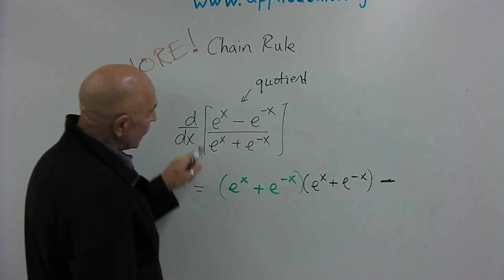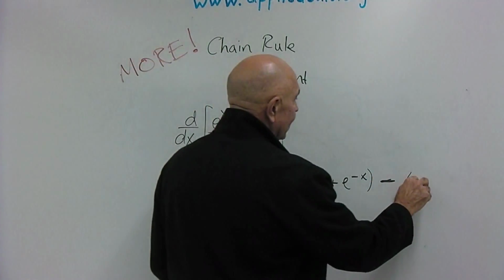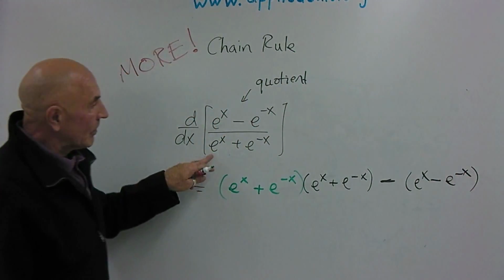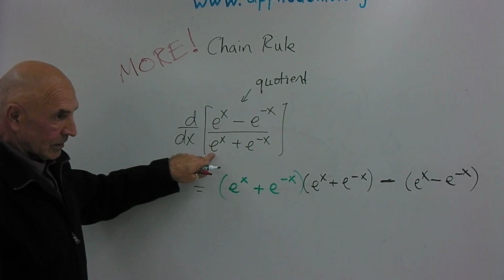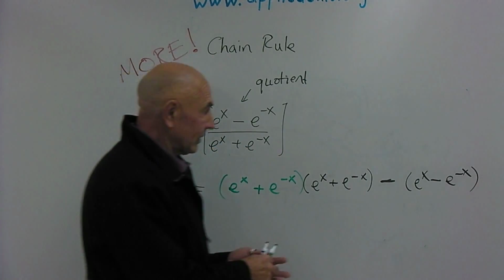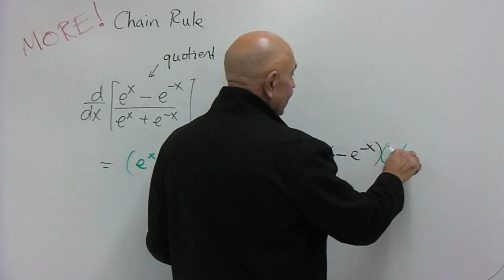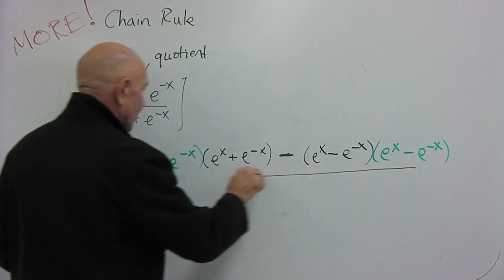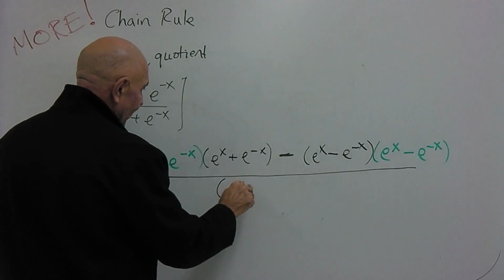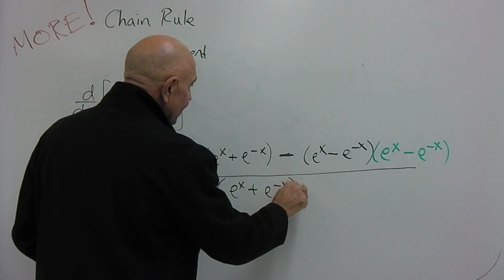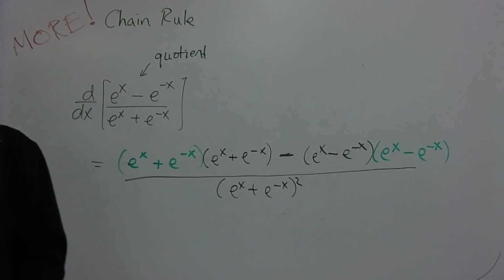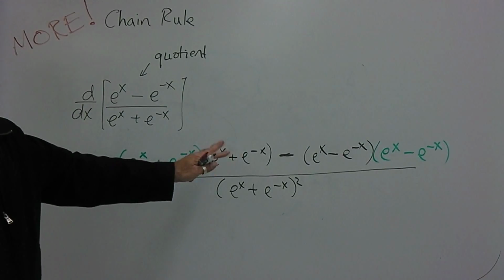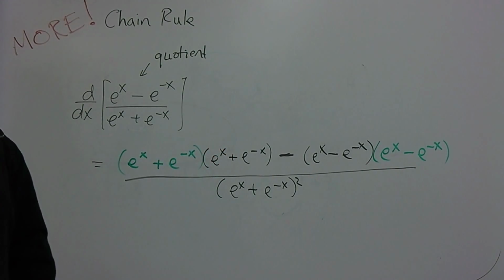Minus top left alone, multiplied by the derivative of the bottom, and guess what's going to happen now? e to the x minus e to the negative x. It'll look exactly like that. Divided by the bottom squared. Now if you hand that in, you will lose points for not simplifying. Because this is begging, it's just yelling, saying, please simplify me.